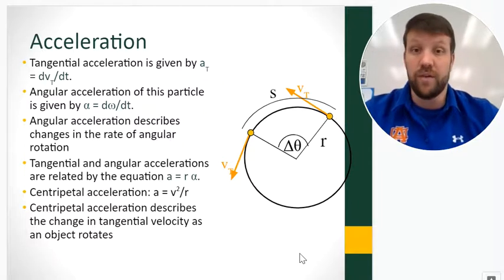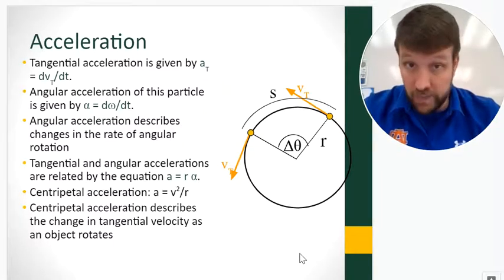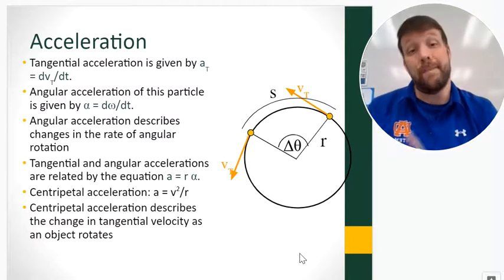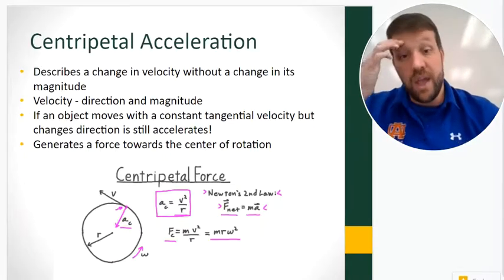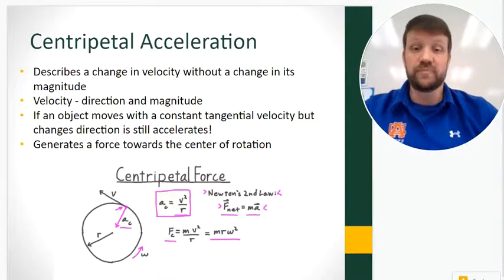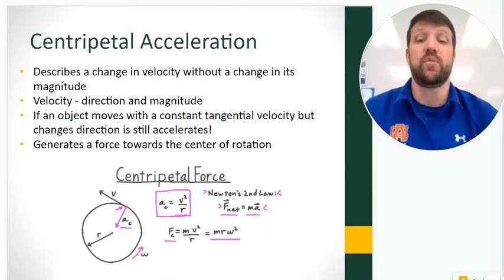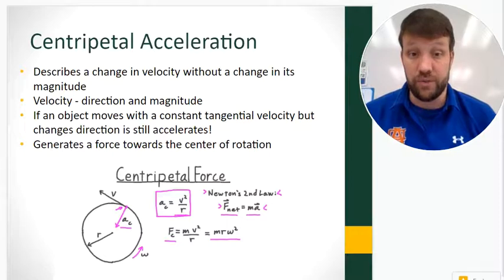Now remember, velocity is not speed. Velocity requires a magnitude and a direction. And that's what we're going to get into right now, okay? So this centripetal acceleration describes a change in velocity without a change in its magnitude.